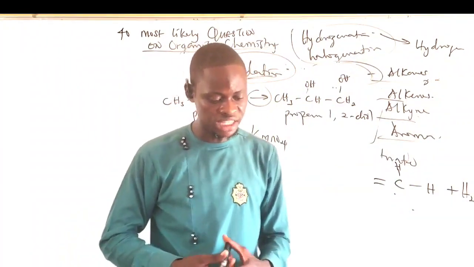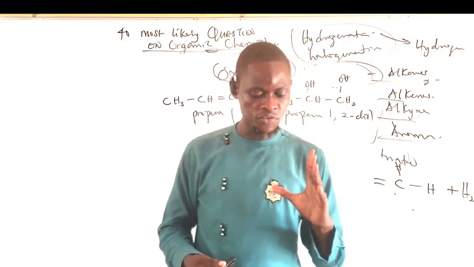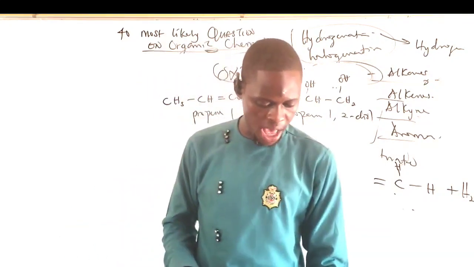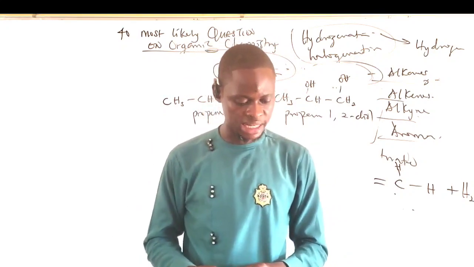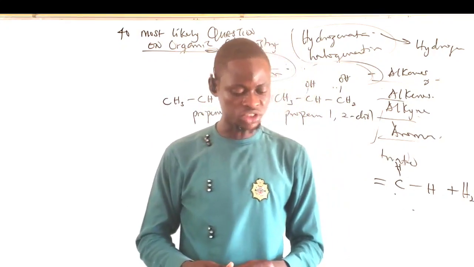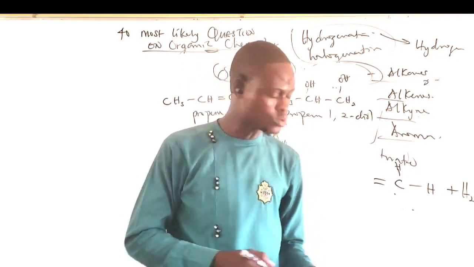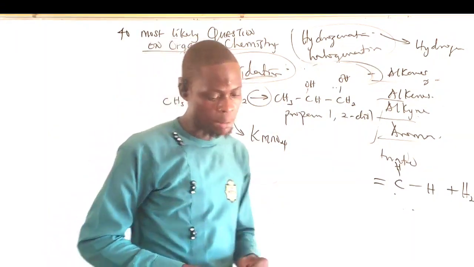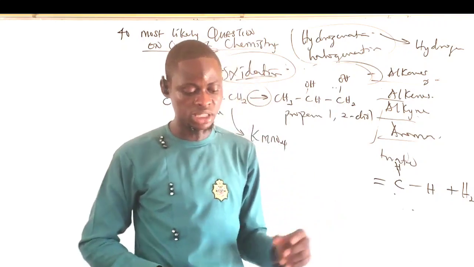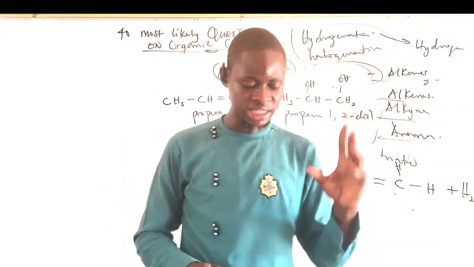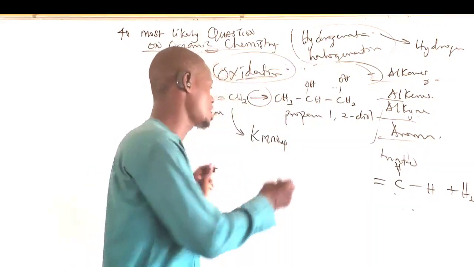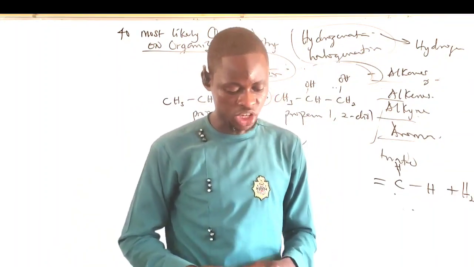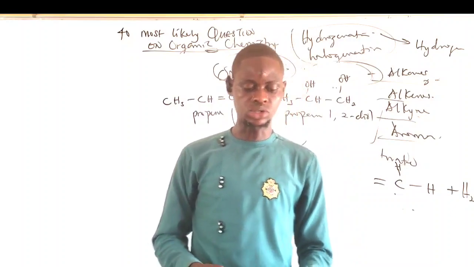So look at the question. Which of the following reagents is used for the conversion indicated above? A, aqueous sodium hydroxide. B, acidified potassium tetraoxomanganate 7. This is what we call acidified potassium tetraoxomanganate 7. Option C, ammoniacal copper 1 chloride solution. Option D, aqueous ammonia. And option E, dilute sulphuric acid. So our answer is what? KMnO4, which is acidified potassium tetraoxomanganate 7. That is my question 6.